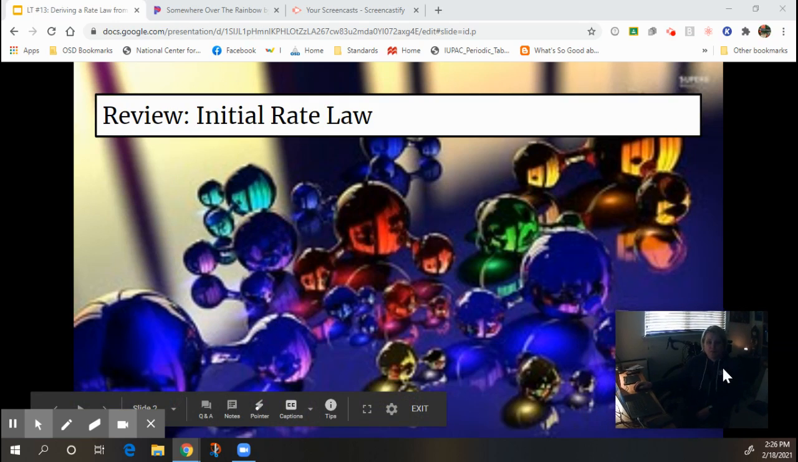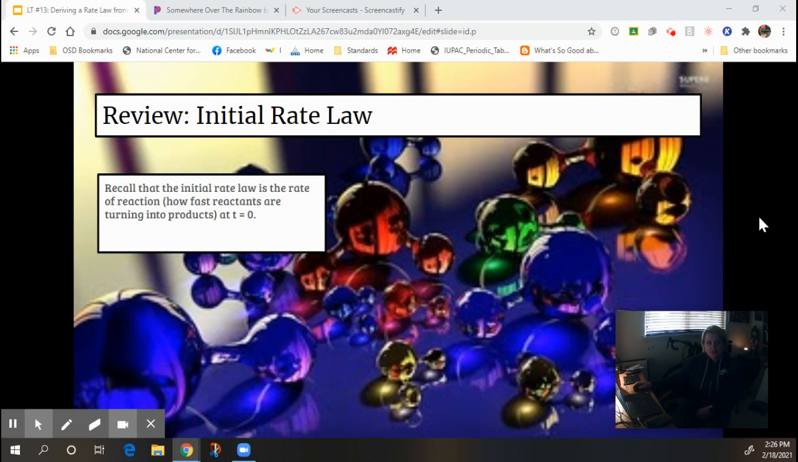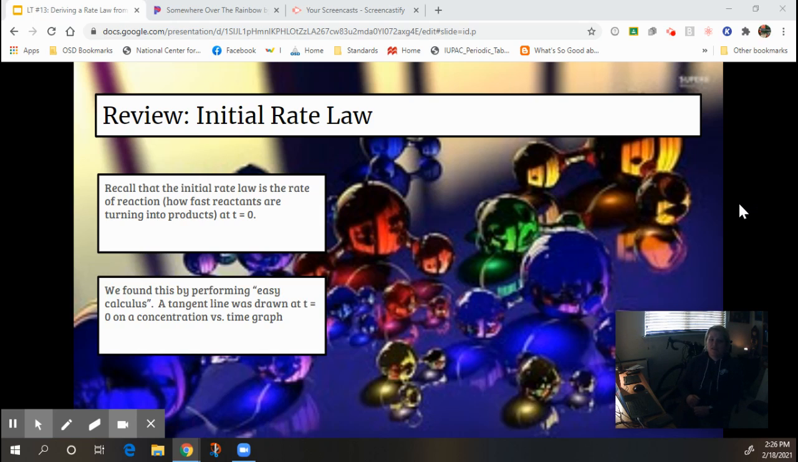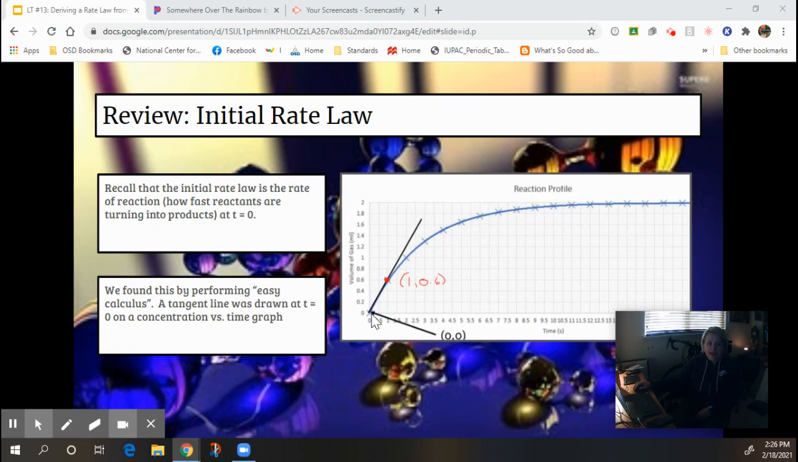So let's talk first about what we know about the initial rate. In Learning Target 12, we learned that the initial rate is the rate of reaction, or how fast reactants are turning into products at the very instant the reaction starts, at time equals 0. We found this using cheap and easy calculus, meaning we drew a tangent line to the graph of a concentration versus time graph at time 0.